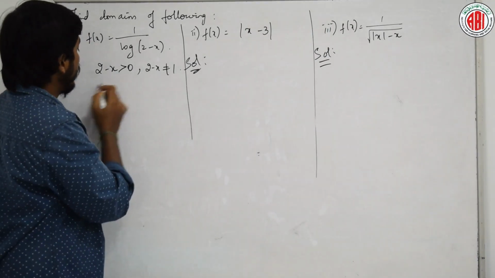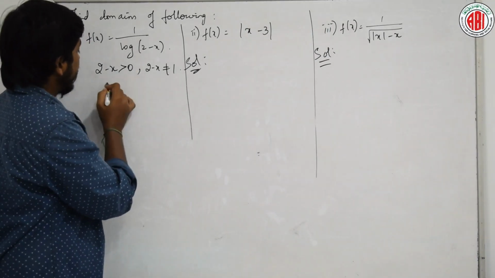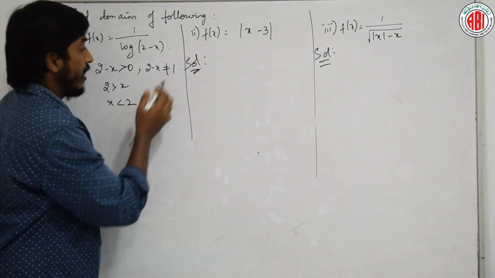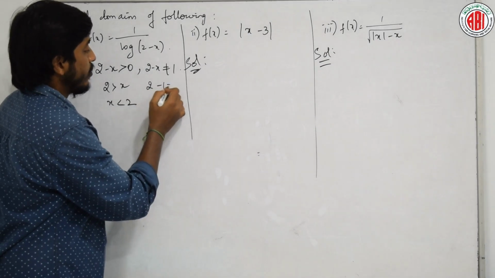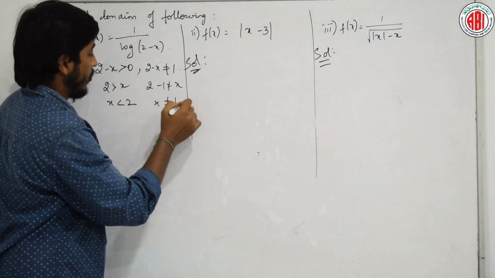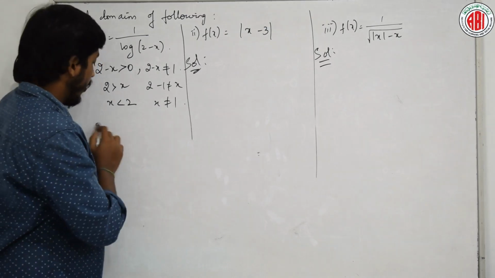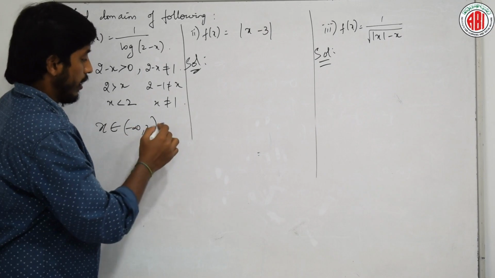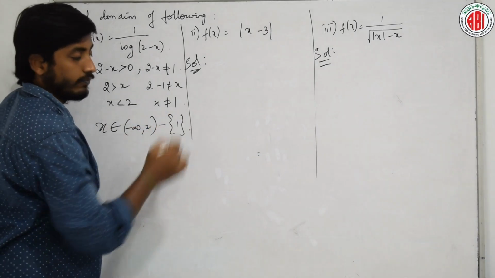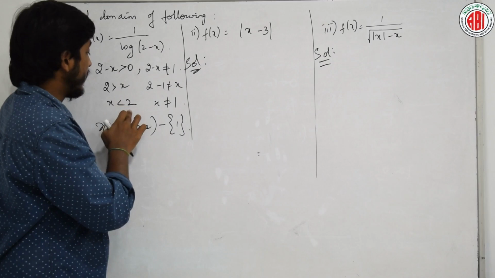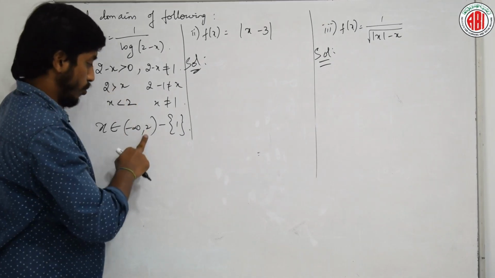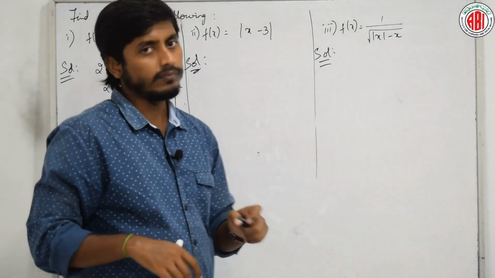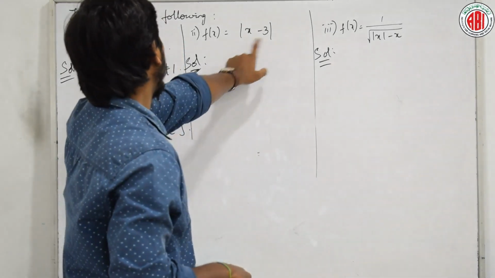So, we have to solve this. 2 minus x is greater than 0, 2 is greater than x, or x is less than 2. And if you observe here, 2 minus x is not equal to 1, therefore x is not equal to 1. So, therefore, x belongs to minus infinity to 2 minus {1}. Yes or no? X is less than 2, so from minus infinity to 2, we have to subtract this one element 1. Clear? Next, mod of x minus 3.